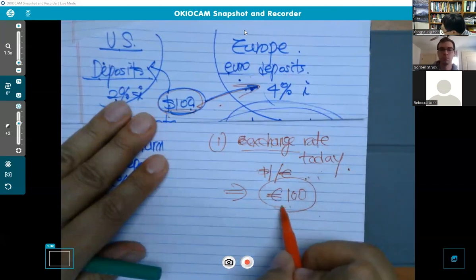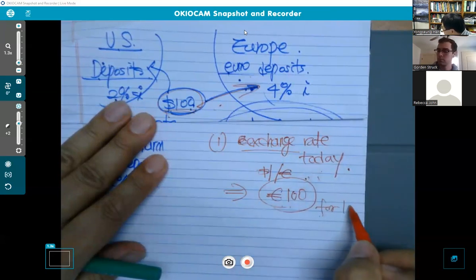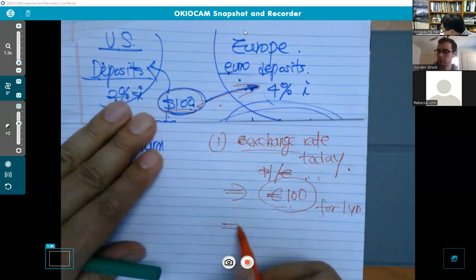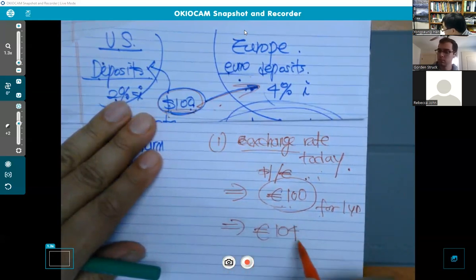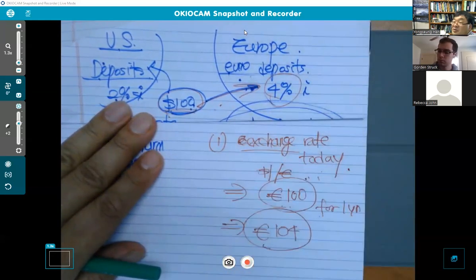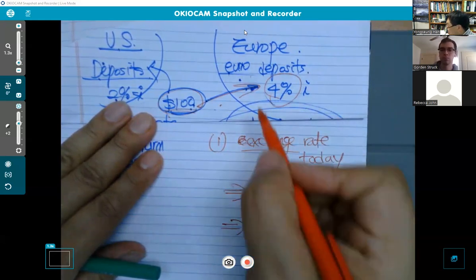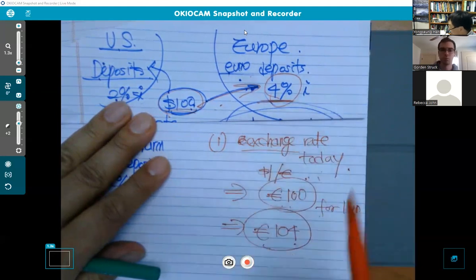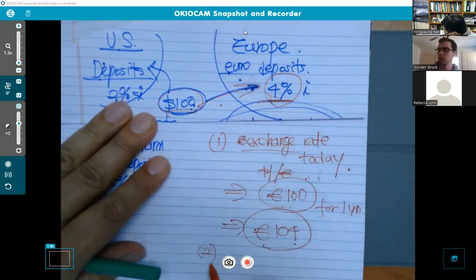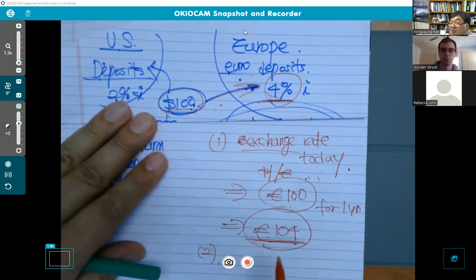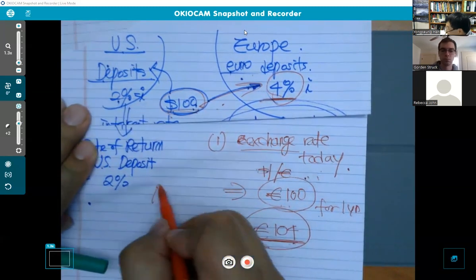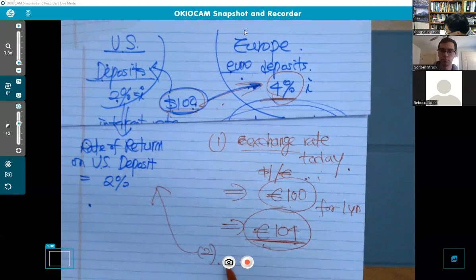Then you deposit this for 1 year. Then a year later, you will get 104 euros because of this. You'll get 104 euros, because the interest rate is 4%. But then, the second thing is that 1 year later, you need to bring this 104 euros to the US. So you need another exchange rate.